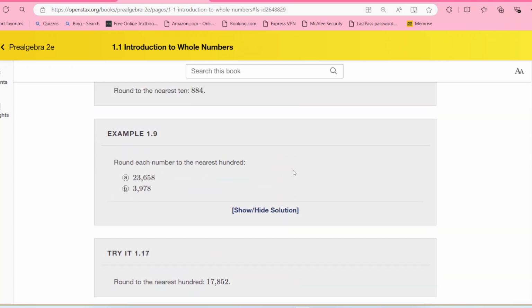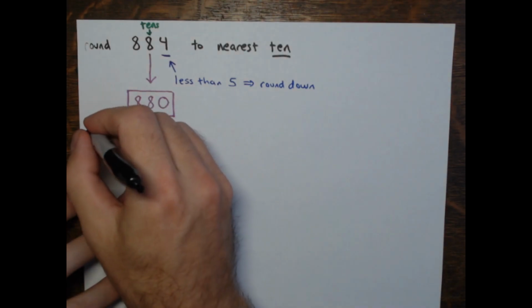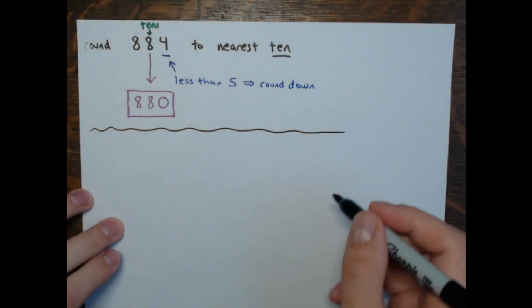All right, then after try it 1.16, there is example 1.9, where finally we're asked to round to some other decimal place besides the tens. So we're given two numbers here, two different parts, and asked to round each number to the nearest hundred. The nearest hundred. All right, so part A. I'll just write this stuff out. We'll stick to the same paper. Don't want to waste too much paper.